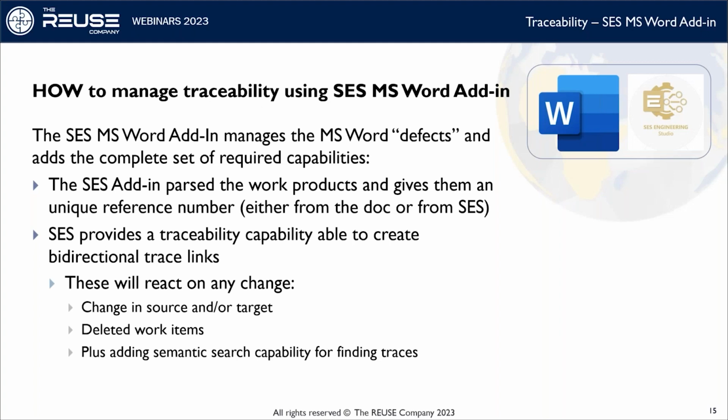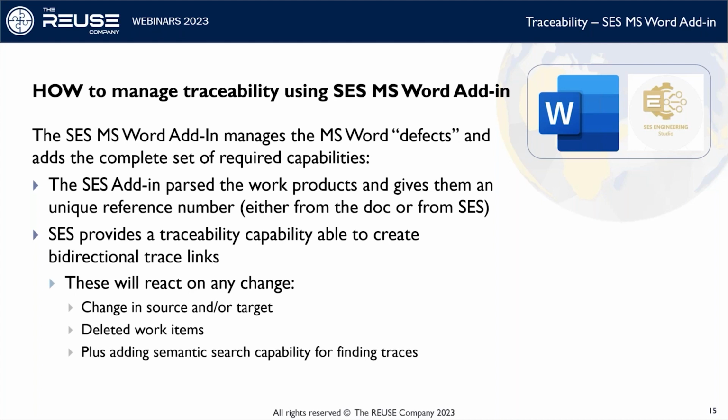Well, let's now focus on how we manage traceability within Microsoft Word. We have a great traceability capability within SES when you want to add traceability to many different types of information, like documents, databases, and testing tools of different kinds, but this is not the focus for this presentation. It's how we manage Microsoft Word. And these defects, which I'm talking about here, are taken care of.